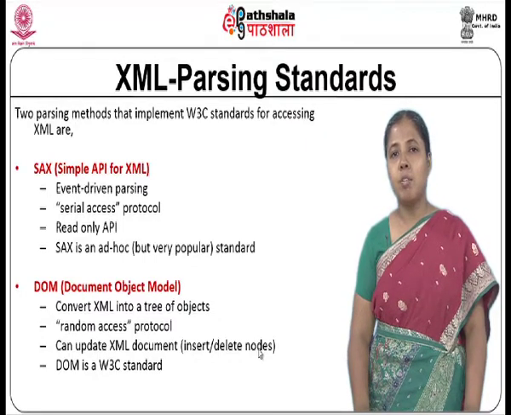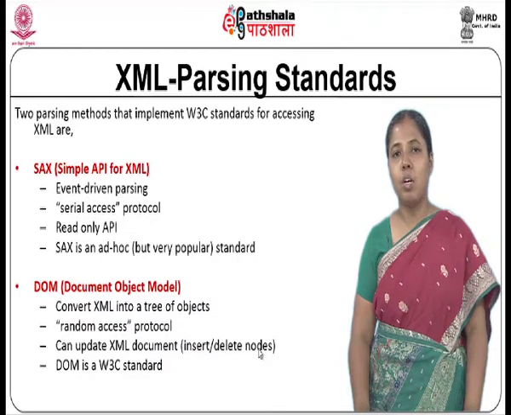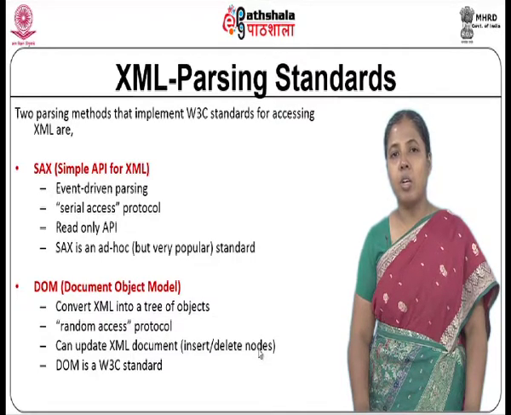There are two methods implemented for doing XML parsing, and they have been deployed as W3C standards. One is called SAX, which is the simple API for XML, and the other implementation is called DOM, which expands as document object model. These are the two basic implementations for doing XML parsing.